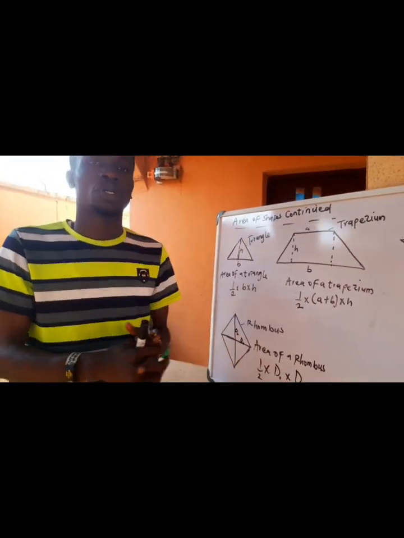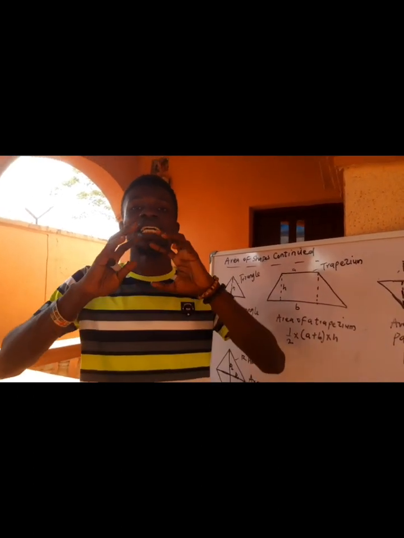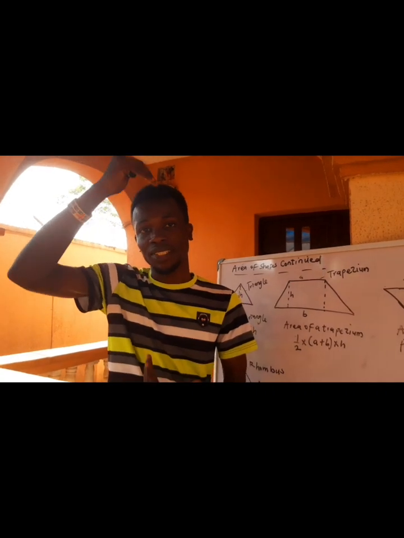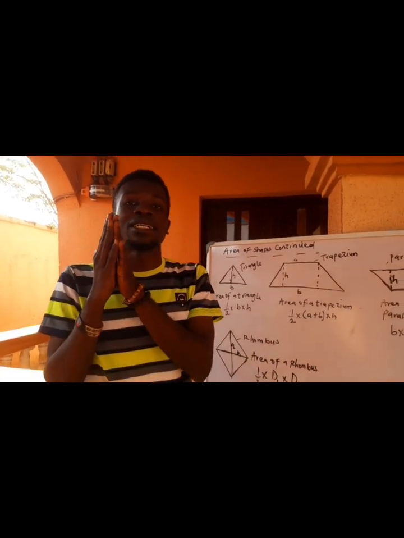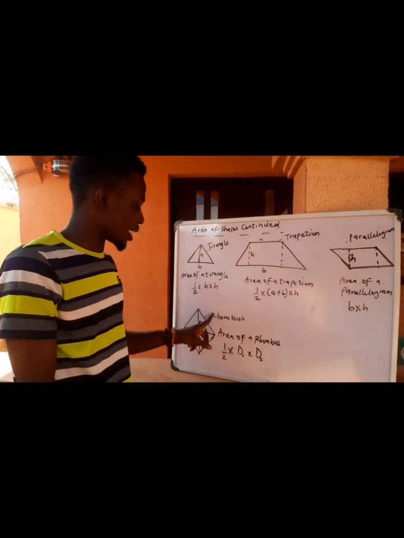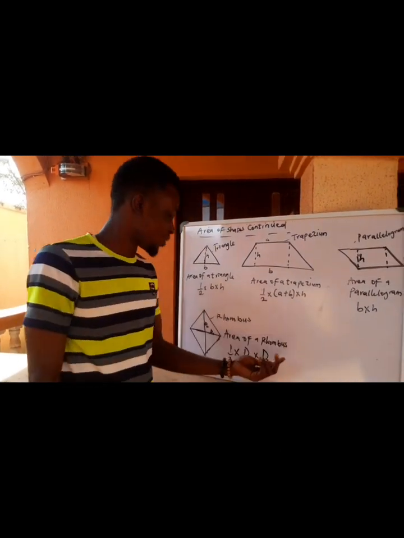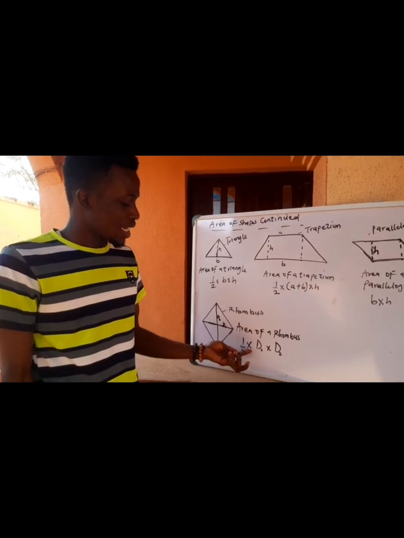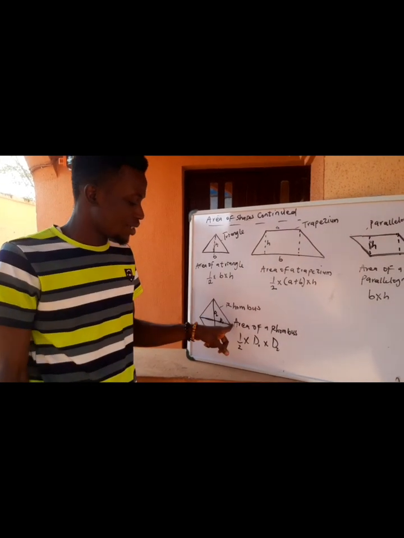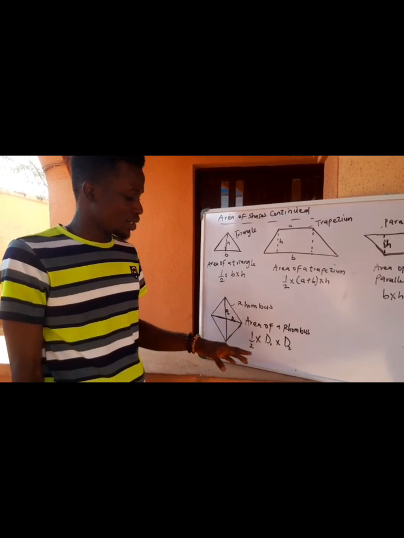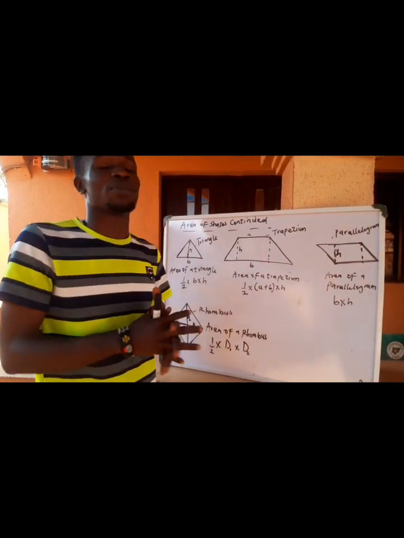Then the last, we have what we call a rhombus. Remember we said earlier that a rhombus is a square that is standing vertical. Because of all the attributes of a square, a rhombus also has those attributes. All the sides are equal. So the area of a rhombus is denoted as 1/2 times d1 times d2. d1 and d2 represent the diagonals, the first diagonal and the second diagonal, and you multiply them by half. So these are the areas of the 4 shapes listed here.